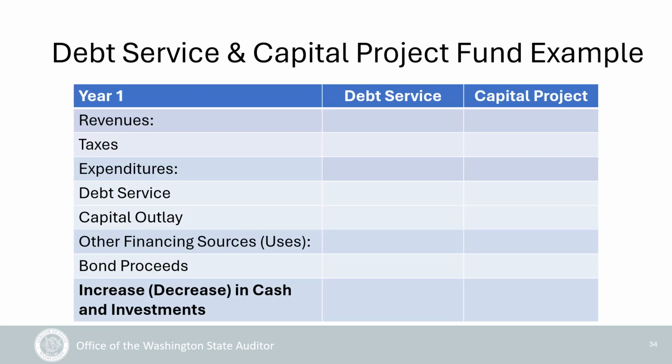We are going to walk through filling out this very simplified governmental revenue and expenditure statement. Which fund would the bond proceeds be reported in? Capital project. It is specifically meant for a new capital asset, the building. You put the revenue in the fund that will spend the money.